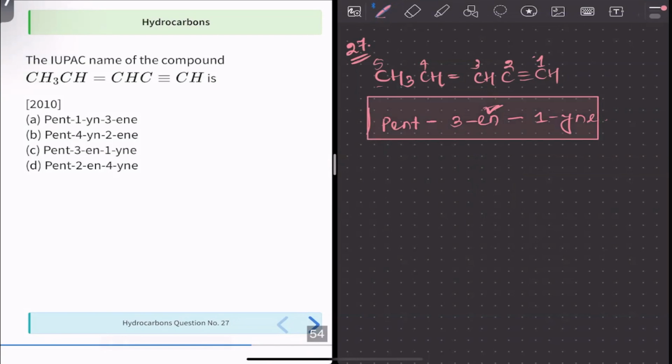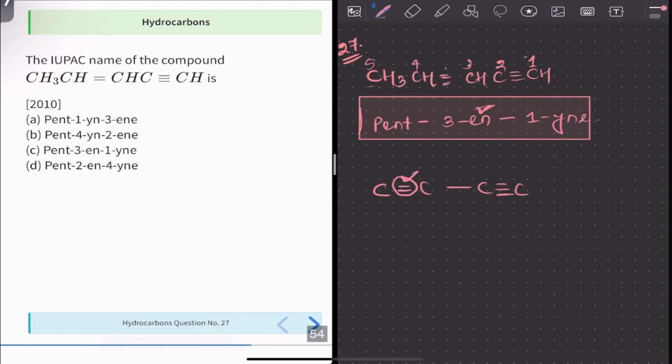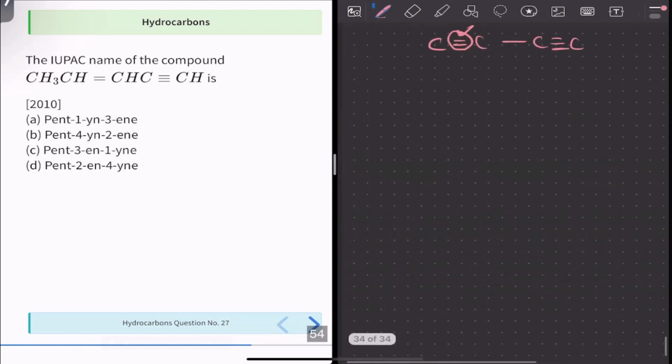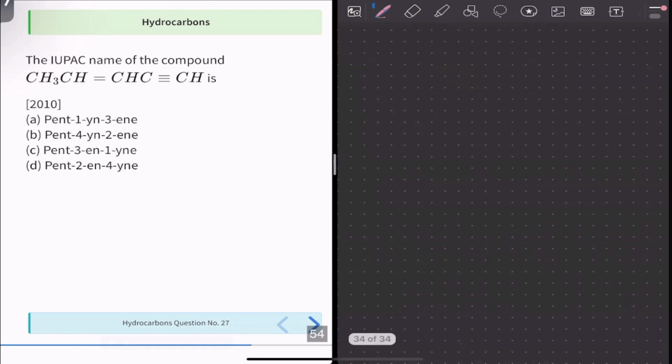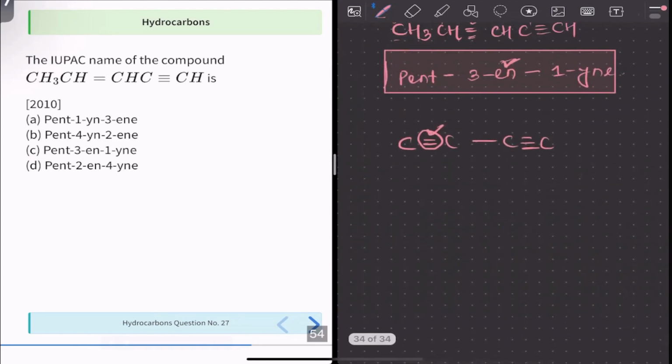Yesterday we saw the numbering was according to the double bond side. Why? Because the rule is if a double bond and triple bond are present at the same position, like in this molecule, we'll give preference to the double bond for numbering. But in this molecule there is no such condition. So option C will be correct.